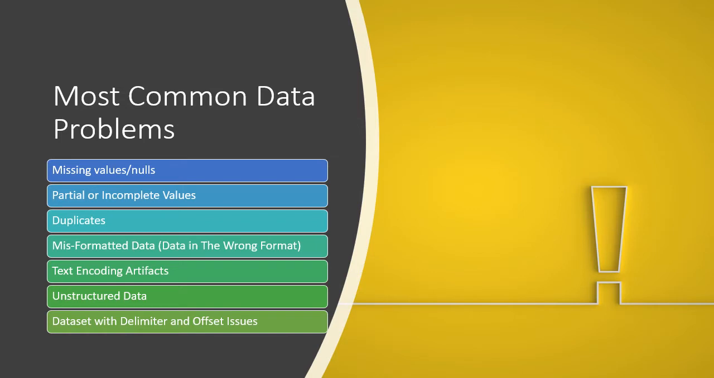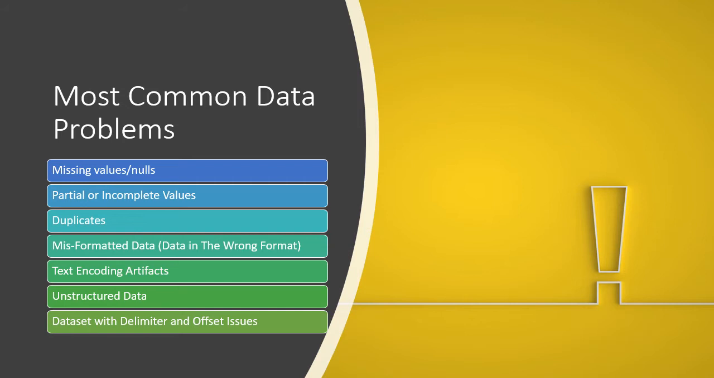So the most common data problems that we have in our survey data, our research data, could be one of these problems. You probably have missing values, or there are lots of nulls in your results or in your survey. Partial or incomplete values, where respondents maybe didn't put complete values as required, and the presence of duplicates.